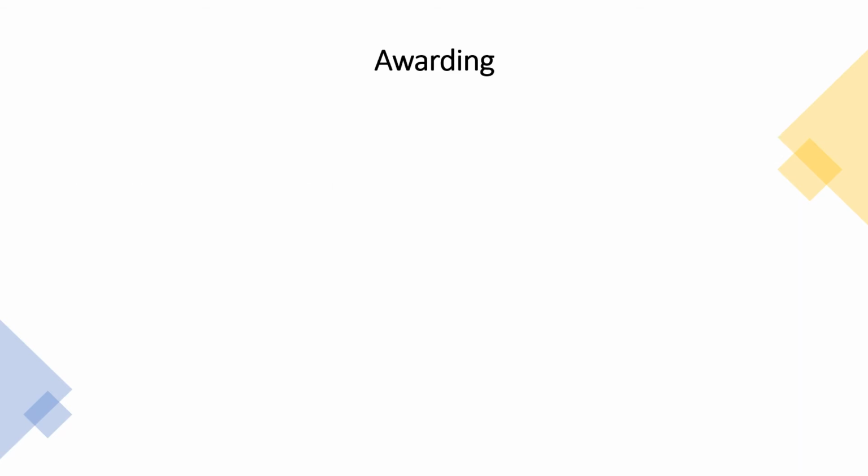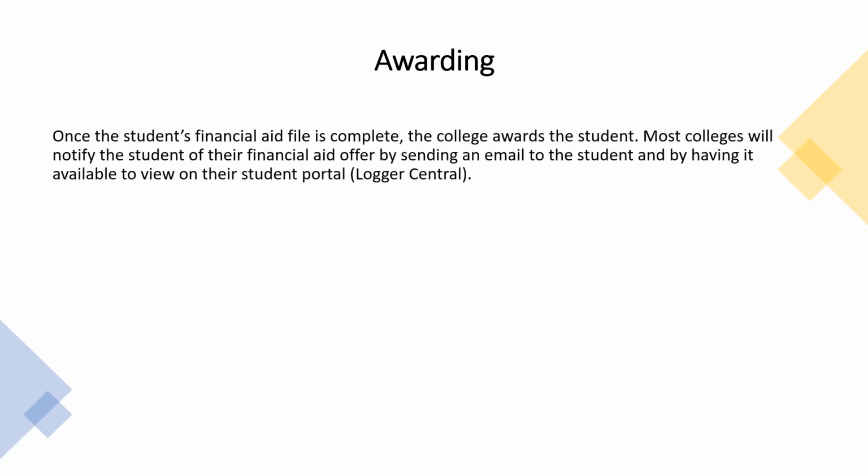Once a student's financial aid file is complete, the college is able to award the student their financial aid. Most colleges will notify students of their financial aid offer by sending an email to the student's email, and it's also available to be viewed on the student portal, which again is called Logger Central. So once the student has completed everything they need to complete, then the college sends the student an award letter. An email is usually what we will send out, and then you can also view it in Logger Central.